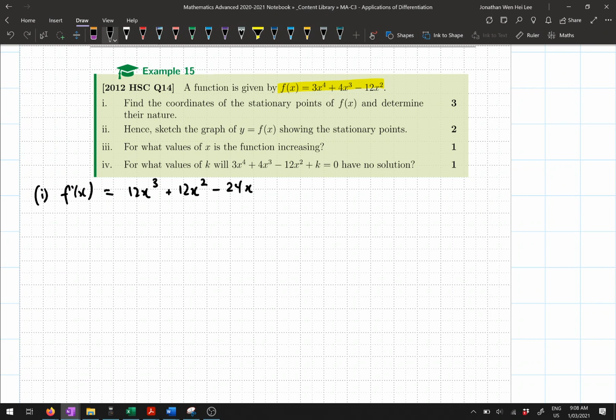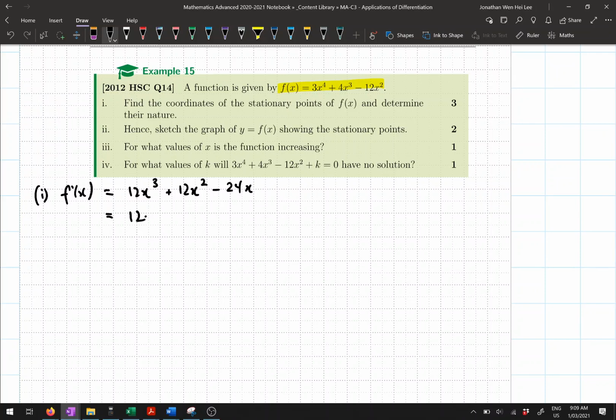24x. Excellent. Now that I've done that, what do I need to do to find stationary points? I've differentiated, now what do I need to do? We need to let this equal to 0. We need to solve for this equal to 0. So, the way that we can do this, to make it a little bit easier for us, what might be a following step that I can do to my derivative?